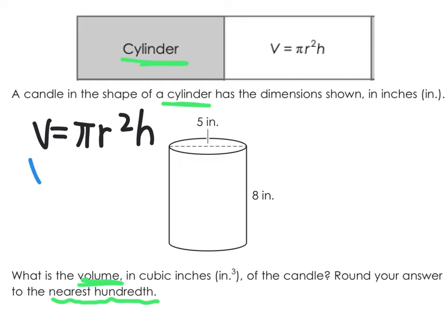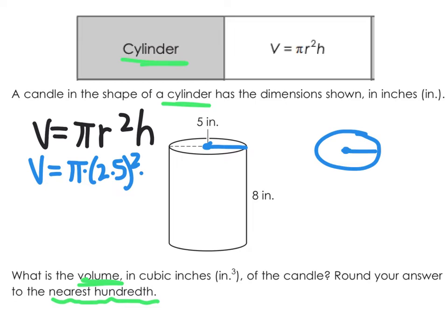So here, volume is pi. R is the radius. Now the radius is half of the circle, from the center to the edge. So in this diagram, the whole way across, the diameter, is 5. We need the radius, so we would have to cut the 5 in half. So I would do pi times 2.5 squared times the height. So how tall it is, the height. So times 8.